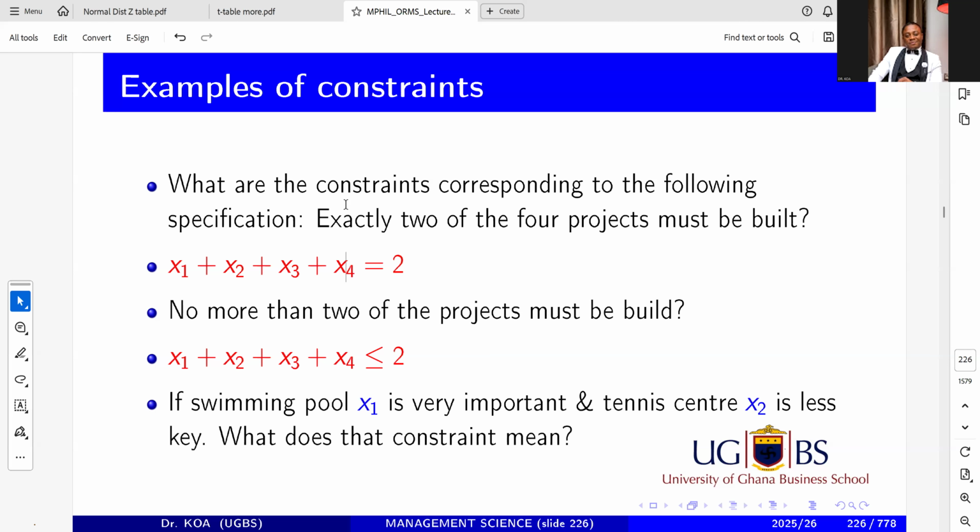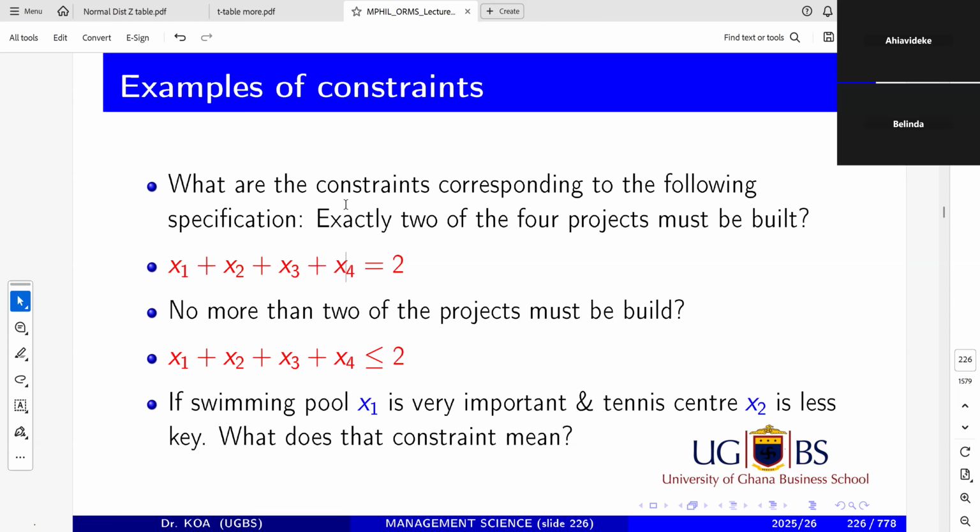If swimming pool is very important and tennis is less important, what does this constraint mean? How will you mathematically write this constraint? What does it mean? I will ask you another question about it. So declare what you're about to say before you do it.